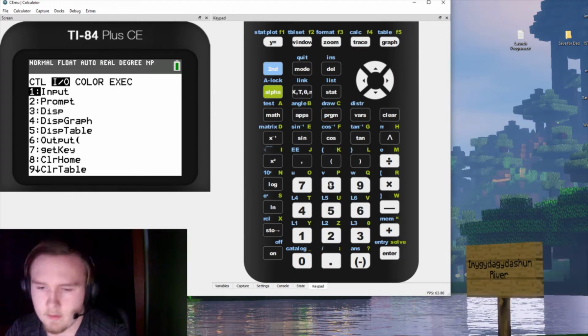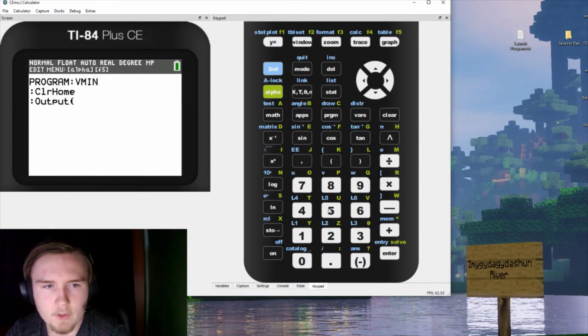So it's clear home, output at 1, 1, V equals 1, close parenthesis. Oh, that would have sucked. Make sure to put in quotation marks here. There we go. You're going to output at 2, 1, V equals 2, not V, R equals 2.